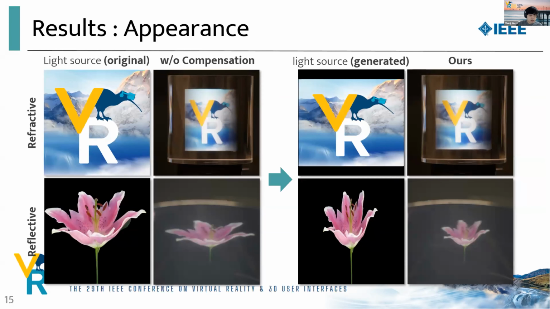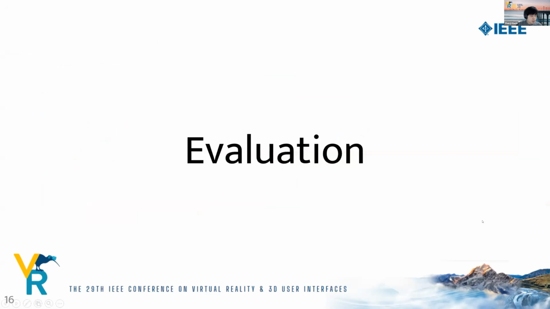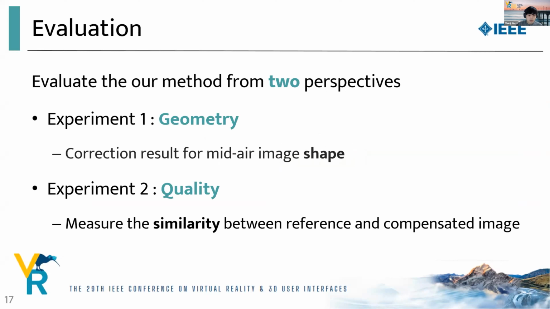This is the results. Narrowing distortion in refractive surface and stretched distortion in reflective surface are compensated with our method. Next, I'll talk about the evaluation. To verify the effect of our method, we evaluated the mid-image from 2 perspectives, image geometry and quality.